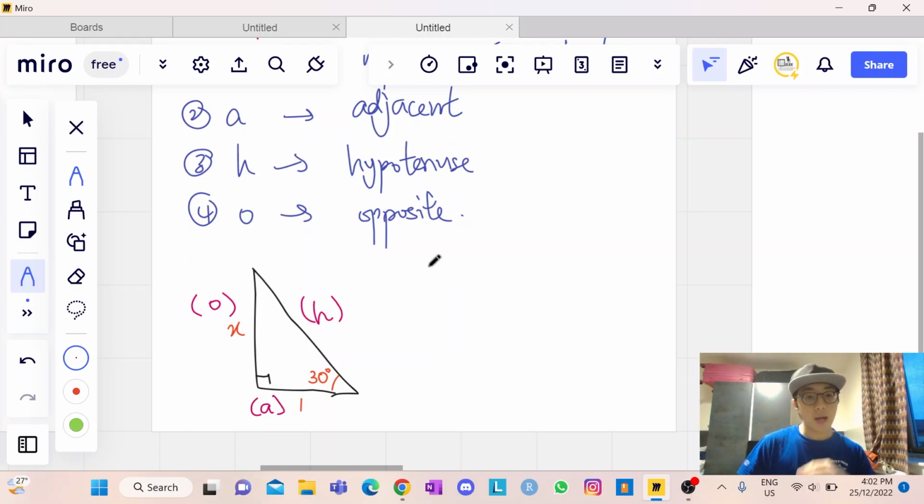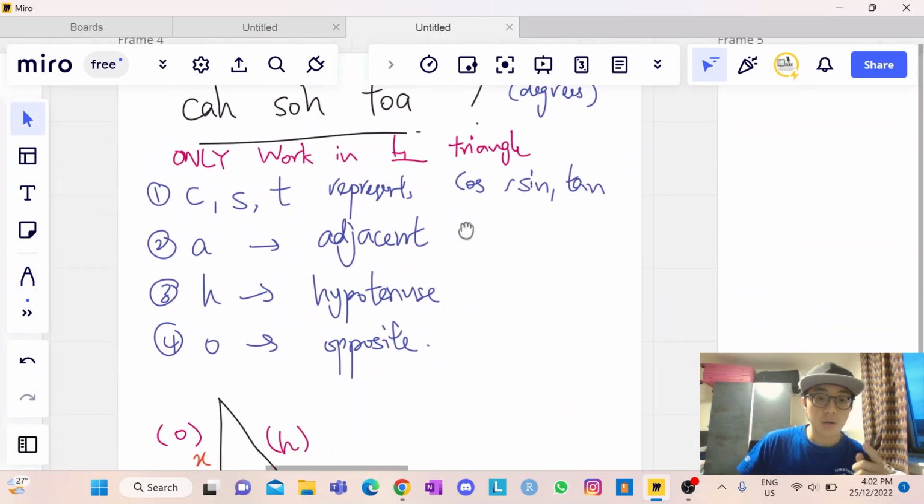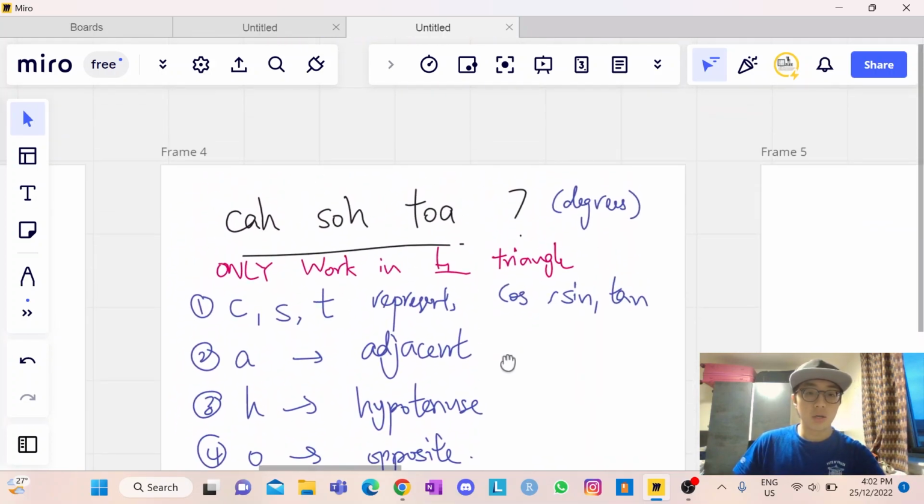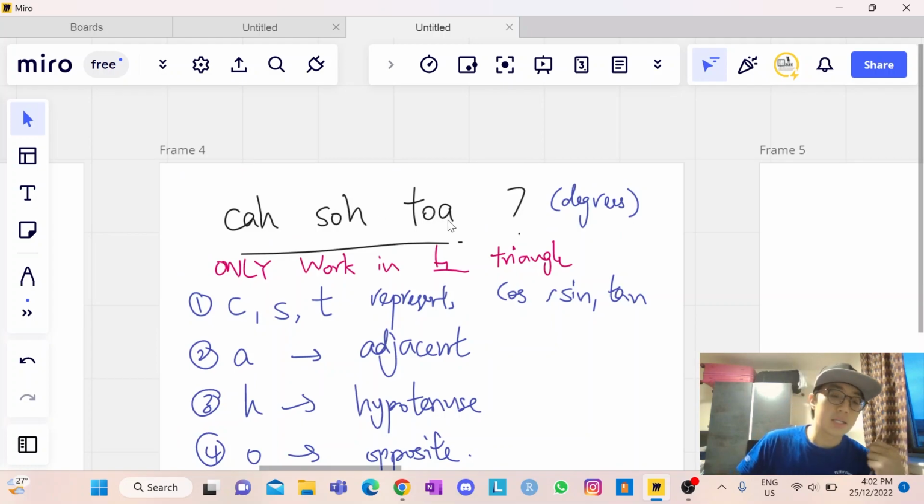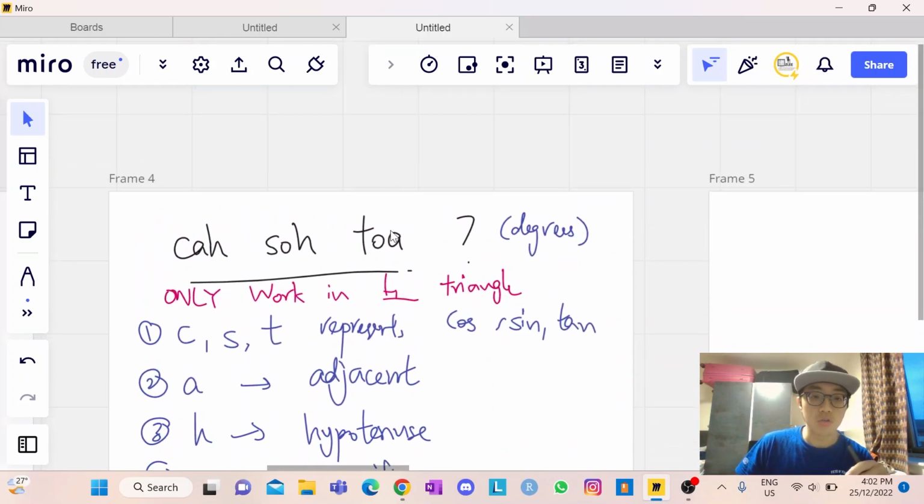By looking at this diagram, if I'm asking you to look for x, I want to know what is the opposite height. So you have O and you have A. A is given, so you have the angle, O and A. If you refer back to the cah soh toa, A and H, H is not given and O is not included. So soh and toa is remaining. But only the adjacent information is given, so you need to use toa.